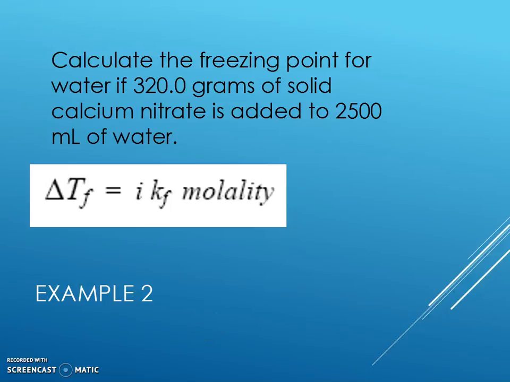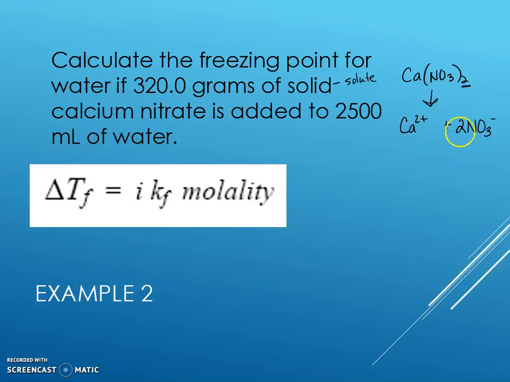Okay, so this one says, example 2, calculate the freezing point for water if 320 grams of solid calcium nitrate is added to 2,500 milliliters of water. So this right here is going to be our solute, the solid calcium nitrate, Ca(NO3)2. Okay, we can go ahead and break this up. We know that this is an ionic compound, and because it has nitrate on it, when we put it in water, it is soluble. So it's going to break apart into calcium ions, and it's going to break up into nitrate ions. But guess what? We have 2 nitrate ions.